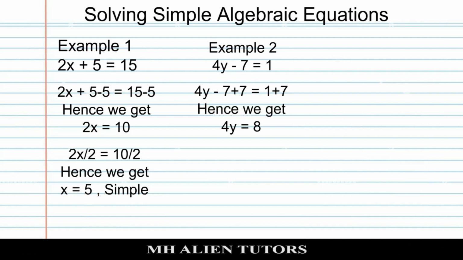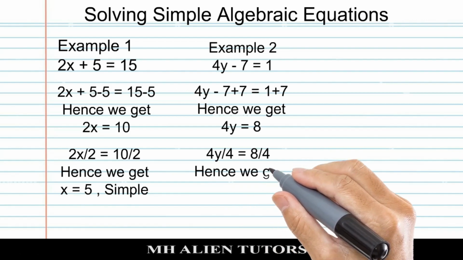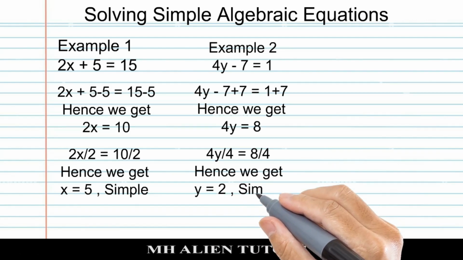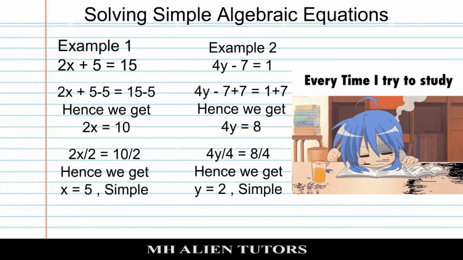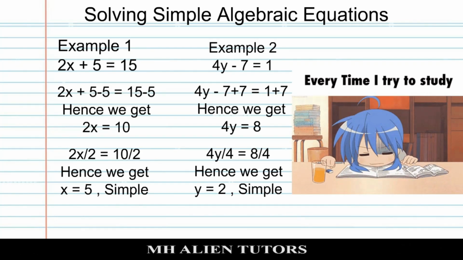Then we would cancel 4 by dividing by 4, and we will divide on both sides. Hence, we get y = 2. Simple. Alright, friends, now that we've covered these algebraic equations together, it's your turn to dive into some practice.